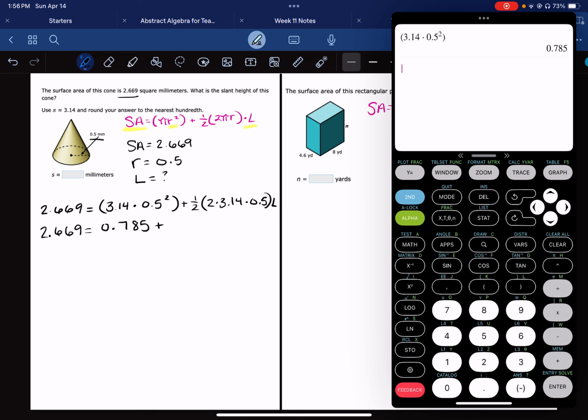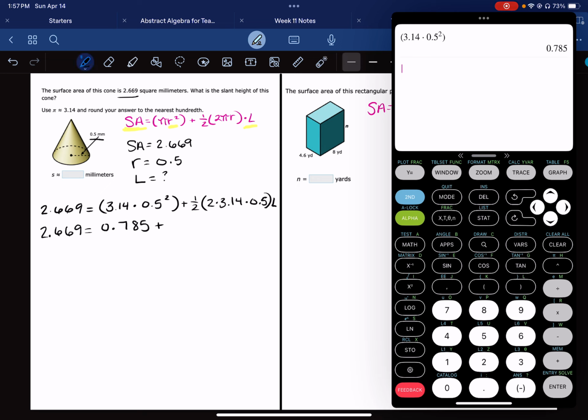And then in the second term, this 1/2 times this set of parentheses, all of that is numbers, and all of it is being multiplied. So I can do that multiplication in the calculator and simplify all of that down to a single number that serves as my coefficient on L. So we're going to do that.